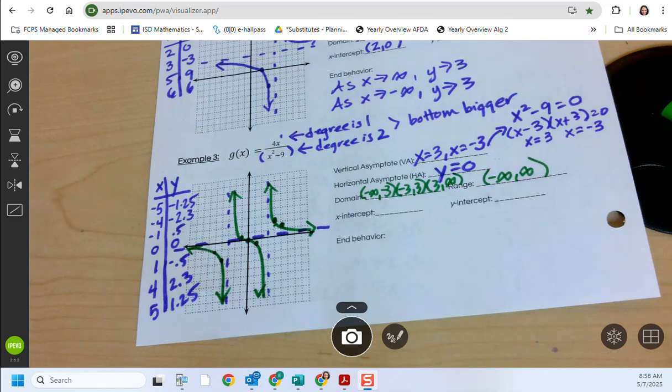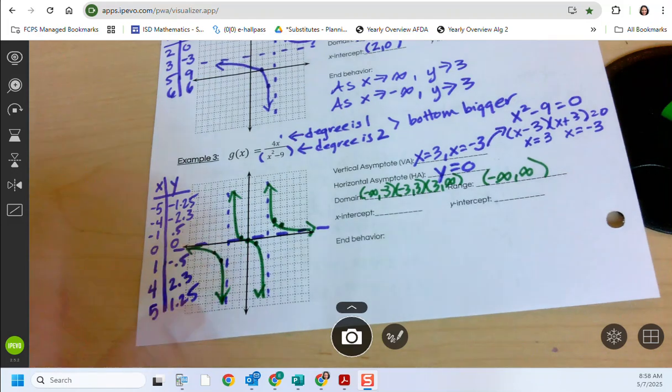All right, and then our x-intercept and our y-intercept is the same point. Do you guys see where we cross the x and y axes? Right here in the middle?